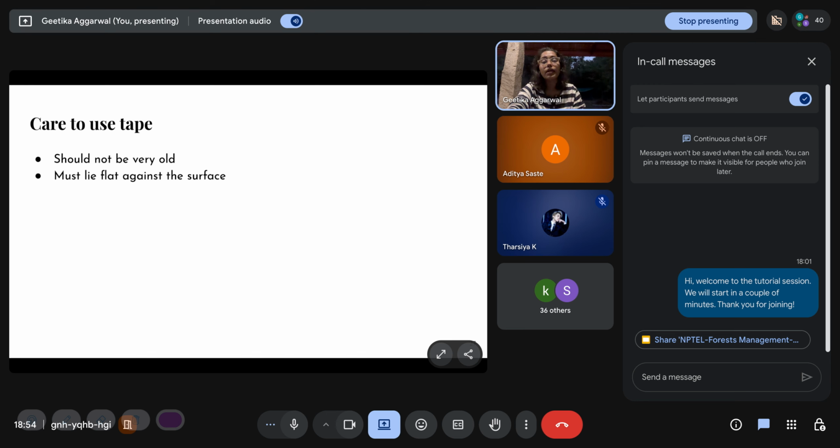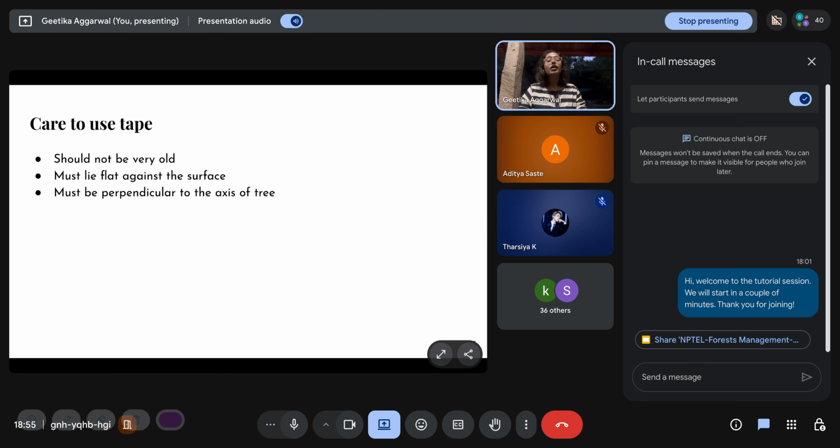The tape should be lying flat against the surface of the tree, so there should be no folds, no bends in the tape. When you're putting the tape across the tree, it should be carefully put so that it's entirely flat against the surface of the tree and there are no folds in it. It must be perpendicular to the axis of the tree. This is something to keep in mind. When you're measuring the tree diameter using a tape measure, it should not come from up to down or down to up. It should be flat, 90 degrees to the tree axis.